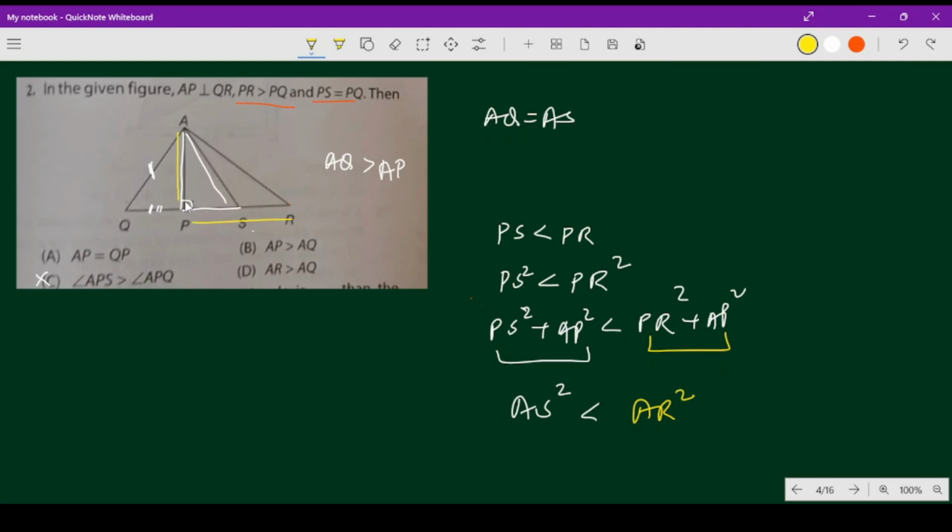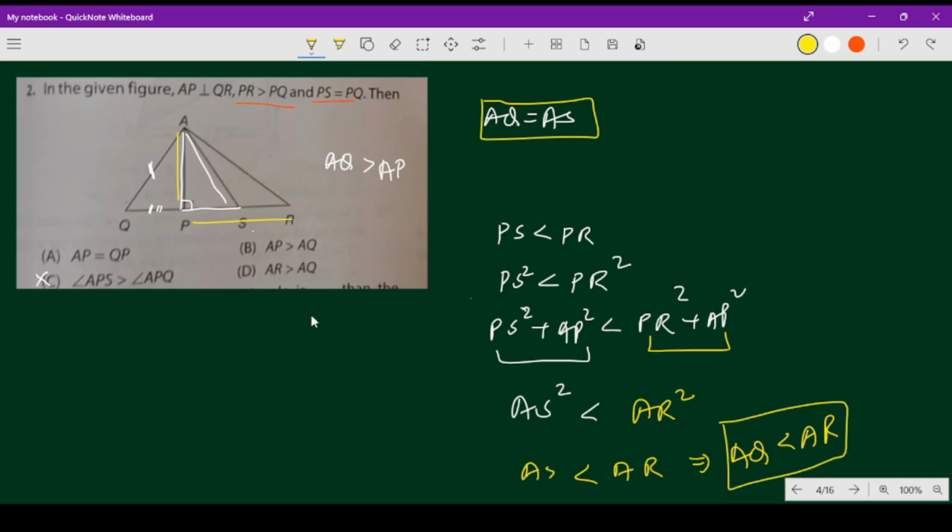As both AS and AR are sides, both are positive. So if we remove the square, AS square less than AR square means AS will be less than AR. So we got AS is less than AR, and we have AS equal to AQ. So in place of AS, if we keep AQ, AQ is less than AR. So we get option D, which is AR bigger than AQ, or AQ less than AR. So option D is correct.